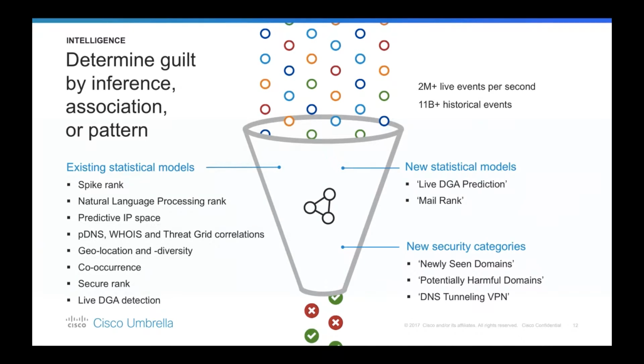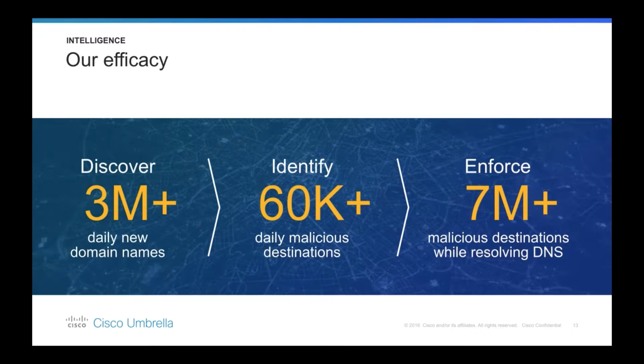Now, what does that mean? Well, we see 3 million new domains every single day. We are able to take all of the domains that we know about, and that's pretty much everything, and we can identify over 60,000 new malicious domains every single day, and then enforce protections from people trying to go to those destinations over 7 million times. We also offer content filtering, so this doesn't include content filtering blocks that we can provide.